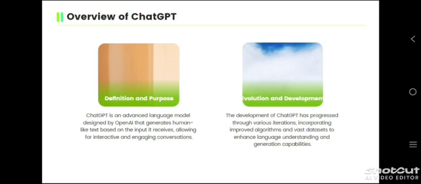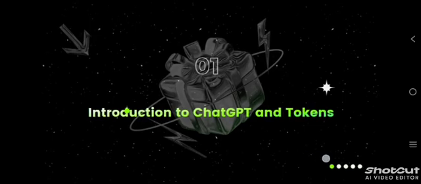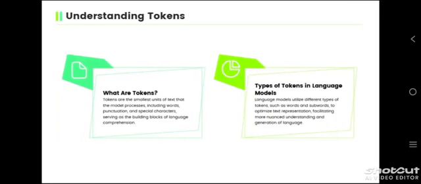Understanding tokens. So what are tokens? Tokens are basically the smallest units of text that the model processes, including words, punctuation, and special characters, serving as the building blocks of language comprehension. Now we are going to know about the different types of tokens in language models. Language models utilize different types of tokens, such as words and subwords, to optimize text representation, facilitating more nuanced understanding and generation of language.